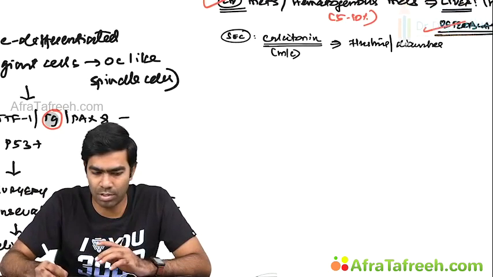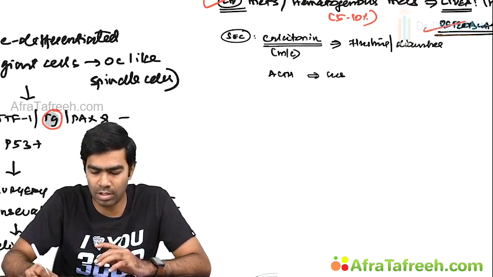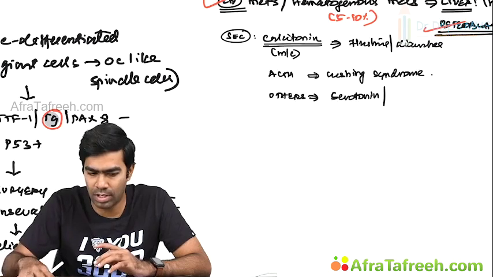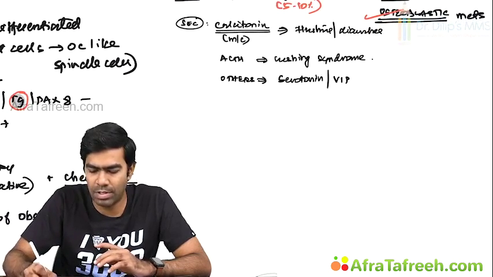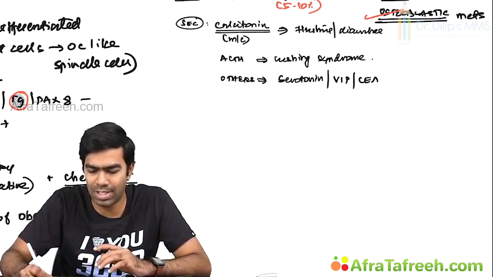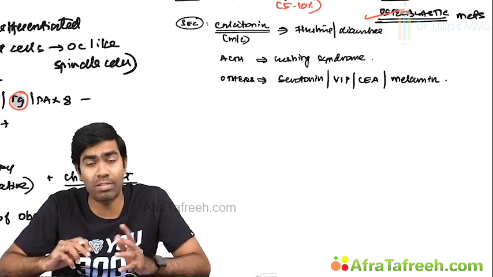Apart from that, they can produce a variety of other substances like ACTH, which can result in Cushing syndrome. Usually this is due to ectopic ACTH secretion. And they can secrete a lot of other hormones as well, like serotonin, which can result in the development of carcinoid syndrome, or they can also produce VIP, vasoactive intestinal peptide, which can produce explosive diarrhea. They can produce CEA. Then they can produce melanin as well. They can even produce prostaglandin sometimes.